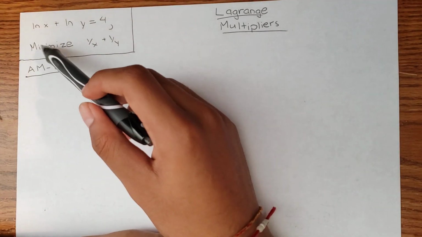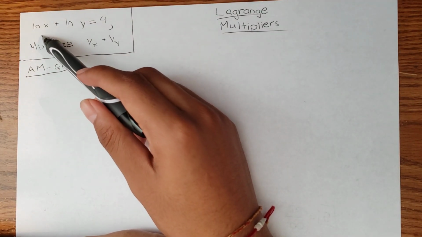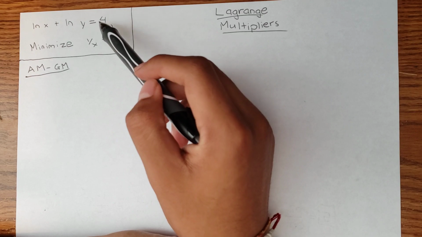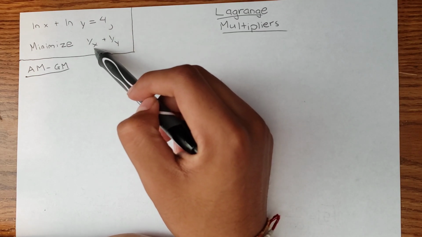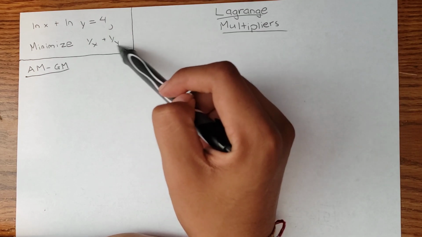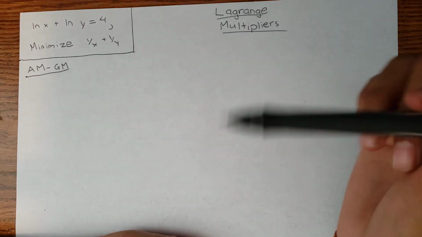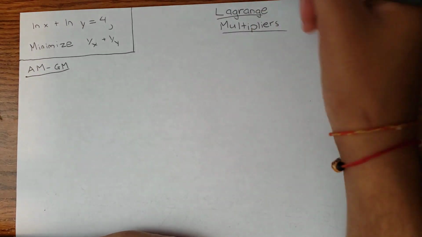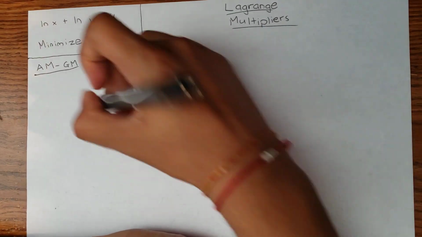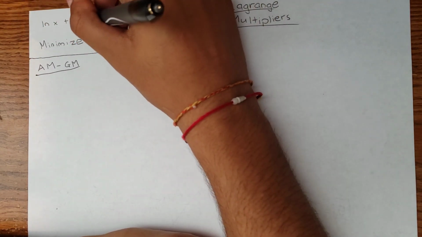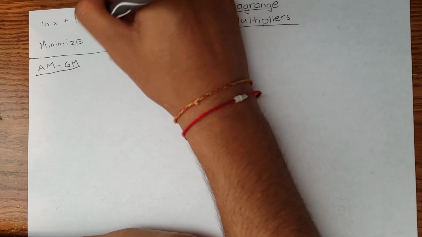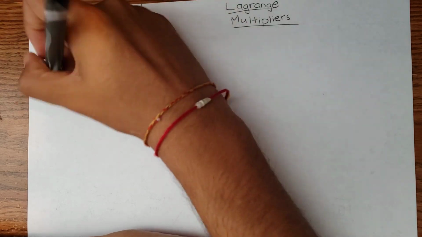We have this problem with a constraint equation of ln x plus ln y equals 4, and we're trying to minimize 1 over x plus 1 over y. I wanted to share two approaches for this problem, one with AM-GM and one with Lagrange multipliers. With AM-GM, what we can try to do is turn this thing into some sort of product and this into some sort of sum in order to minimize this.